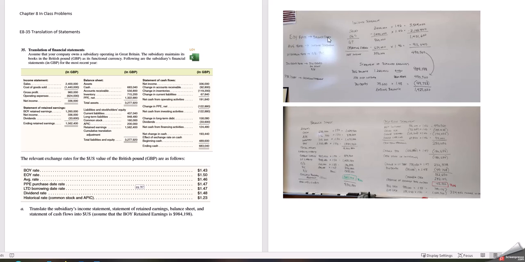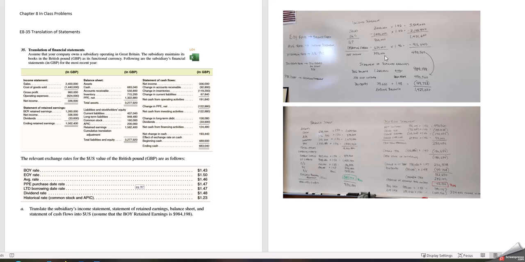So again, over to the left of this PowerPoint, I have our end of the year rate is how we translate our balance sheet, average rates, how we translate the income statement, historical rates go into our common stock and our paid in capital. Our dividend rate is for our dividends on the statement of retained earnings and on the cash flow statement. And then our property, plant, and equipment acquisitions and our debt borrowings are on the cash flow statement. So that kind of maps out all those different numbers that they give us.